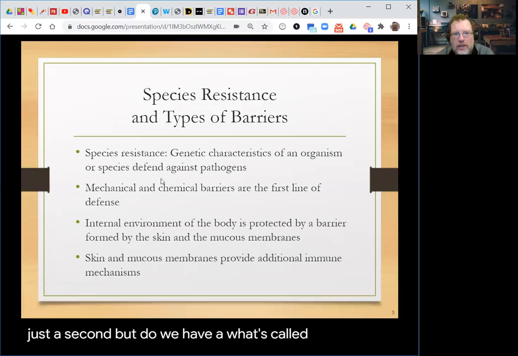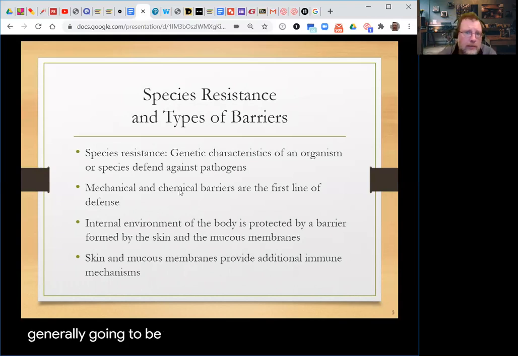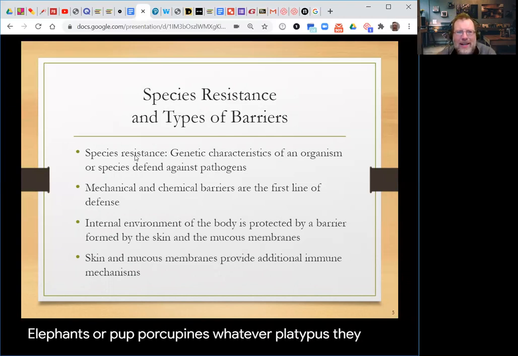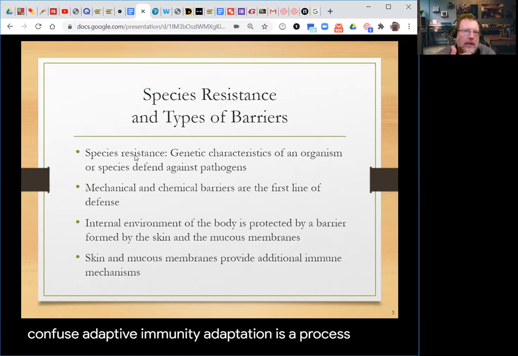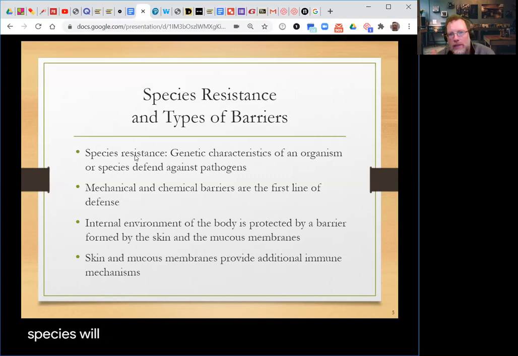But do we have what's called species resistance? So like I said, the non-specific innate immunity from person to person is generally going to be very similar. Whereas dogs or elephants or porcupines, whatever, platypus, they're going to have their own structures and innate defenses that they adapted to over long periods of time to establish an innate immunity. Adaptation, not to confuse with adaptive immunity, is a process where a species will in essence evolve to be able to handle the environment that it lives in.